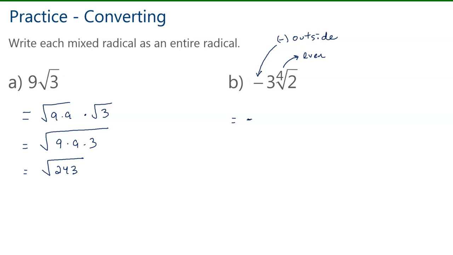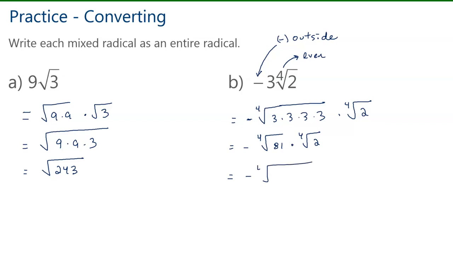We'll rewrite the 3 as the 4th root of 3 times 3 times 3 times 3 times the 4th root of 2. The negative stays outside, as I said. This will be the 4th root of 81 times the 4th root of 2. This is the 4th root of 81 times 2. And we end up with negative 4th root of 162. So -3 4th root of 2 is equivalent to the entire radical of negative 4th root of 162.